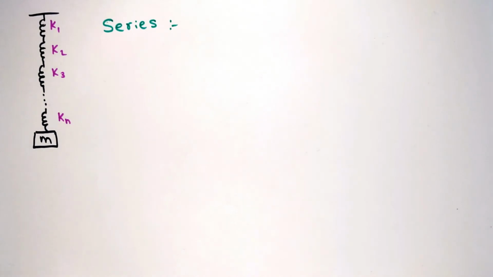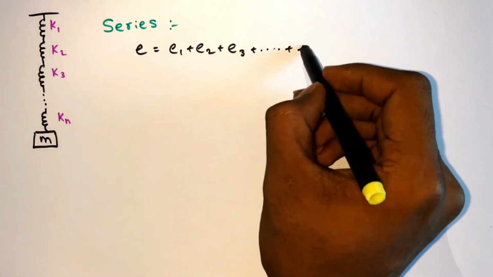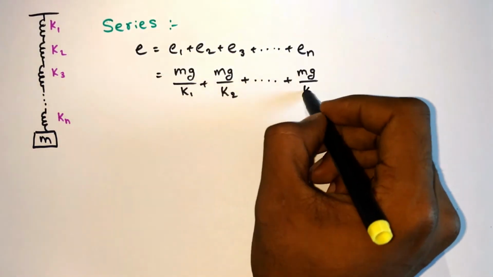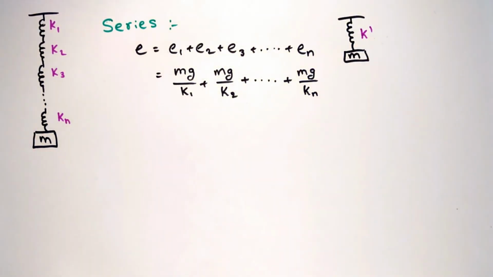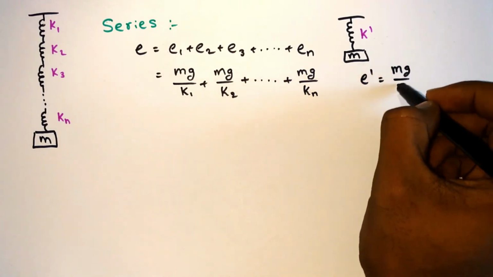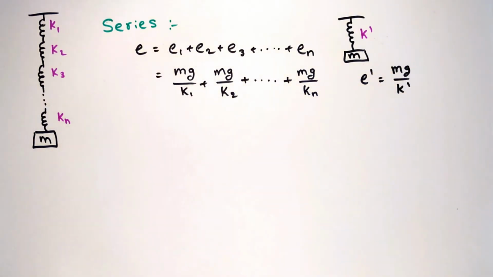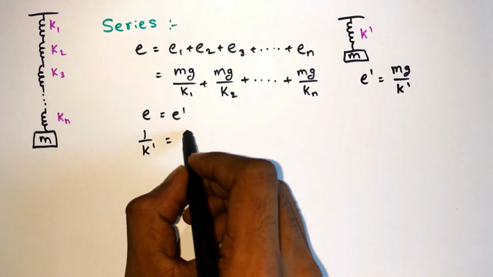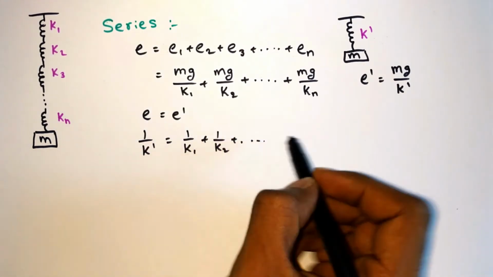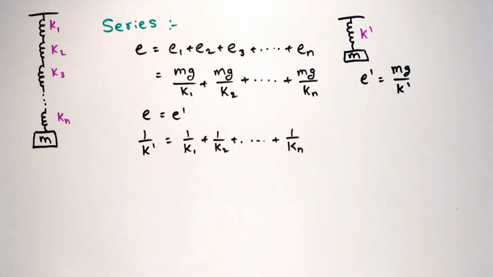Then the total elongation will be equal to the sum of elongations of all the springs in series. Now we can replace these n springs by an equivalent spring of spring constant k dash. So its elongation is E dash equals mg by k dash. Since both systems are equivalent, their elongations will be equal. So we get 1 by k dash equals 1 by k1 plus 1 by k2 plus 1 by k3 and so on, up to 1 by kn.